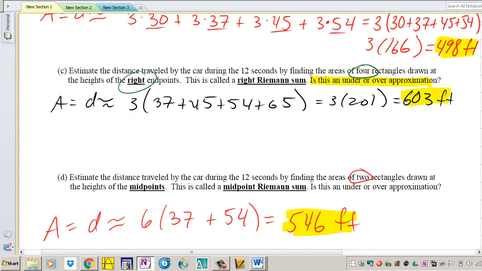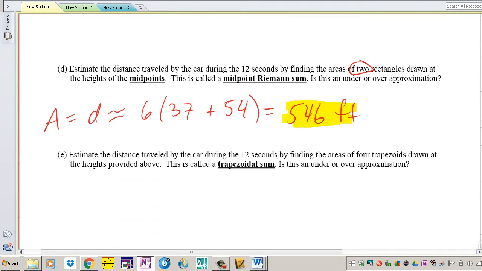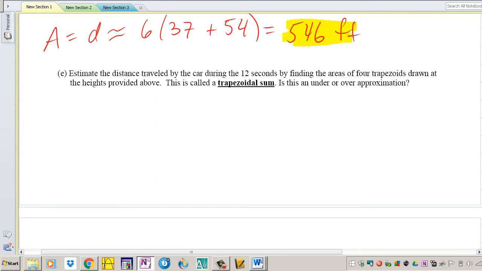Now let's talk about the last Riemann sum method that we'll be using today. Estimate the distance traveled by the car during the 12 seconds by finding the areas of four trapezoids. This is called trapezoidal sum.